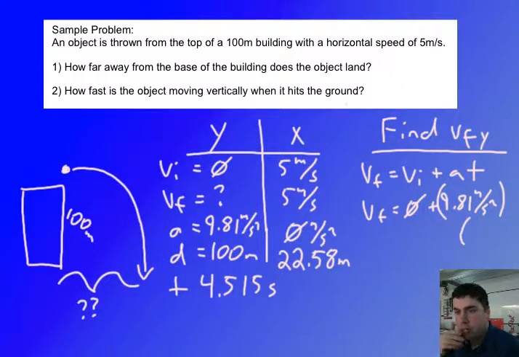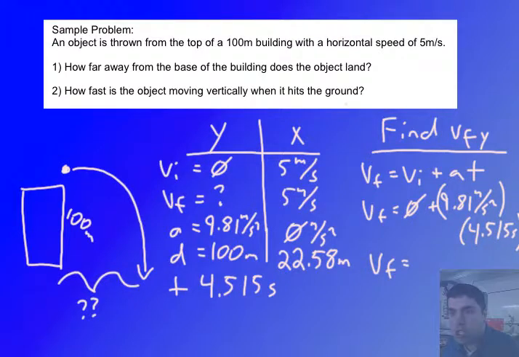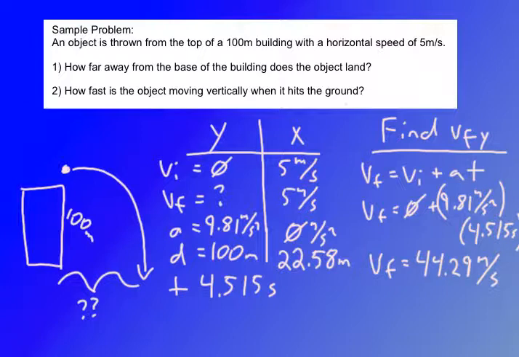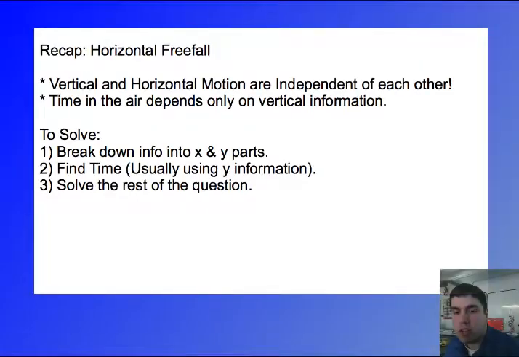So I know the acceleration vertically, 9.81 meters per second squared, and the time I know as well, 4.515 seconds. So a little multiplying around here, and we end up with a final velocity of approximately 44 meters per second, or 44.3 meters per second. And there's the speed of the object there. So again, going over the steps, first we found the time, then we can find the distance and velocity, whatever else the question asked us to do.